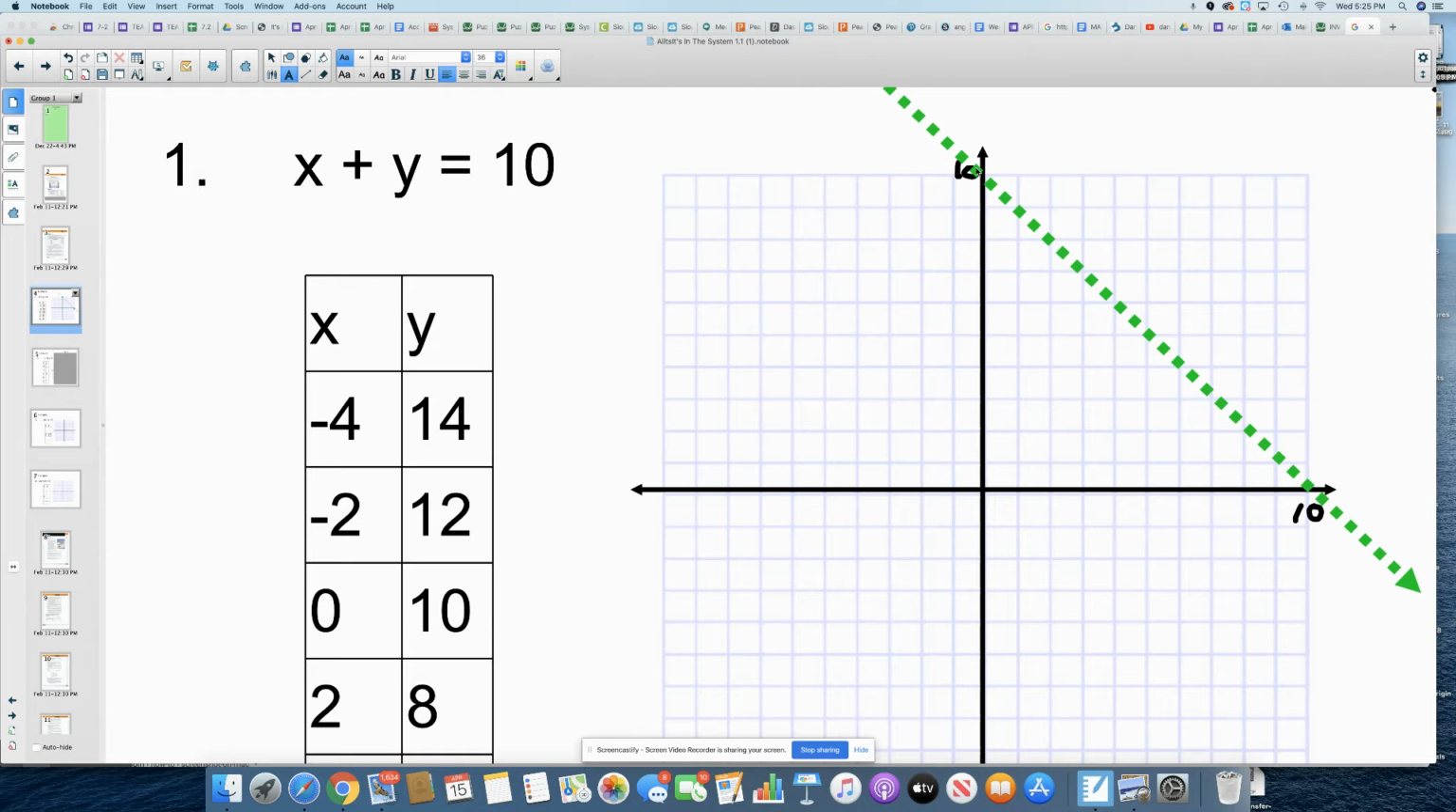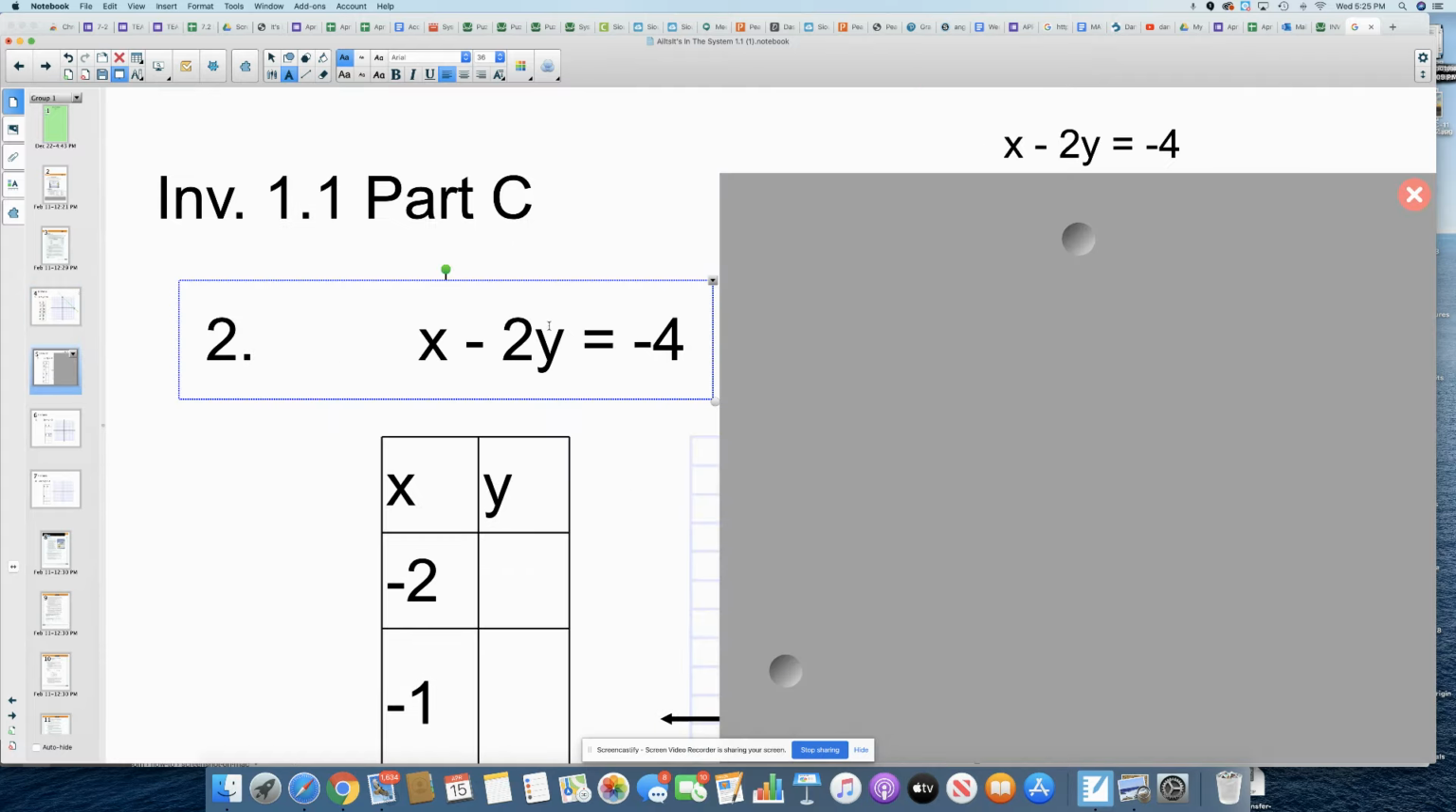It's definitely going to be a line. Here's where our x value is 0 and our y value is 10. And our x value is 10 and our y value is 0. And you can see how we would get into some positive and some negative values here. Okay, so what happens when the equation gets a little trickier?